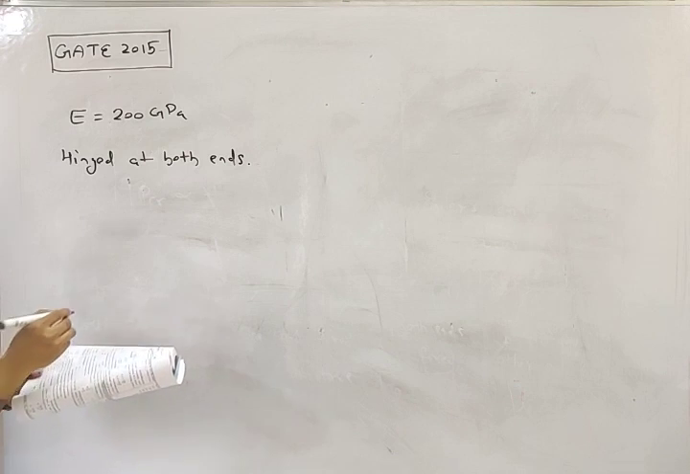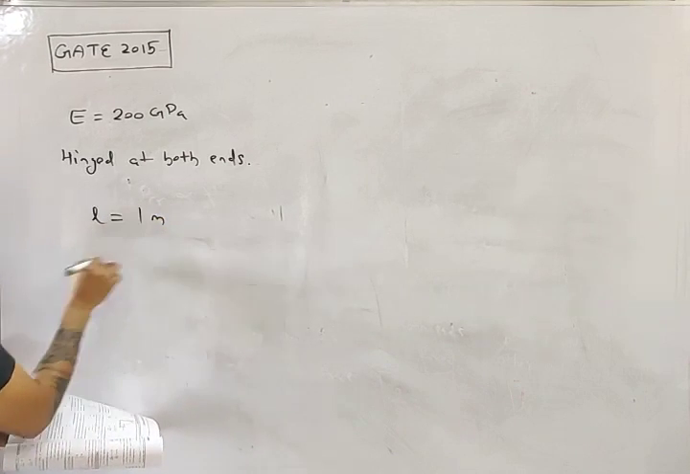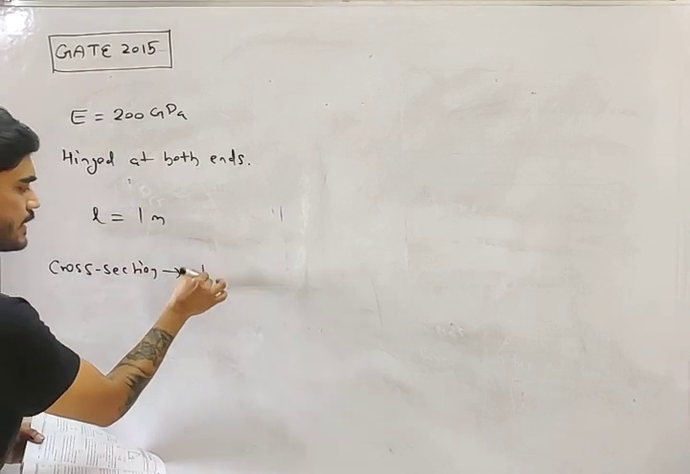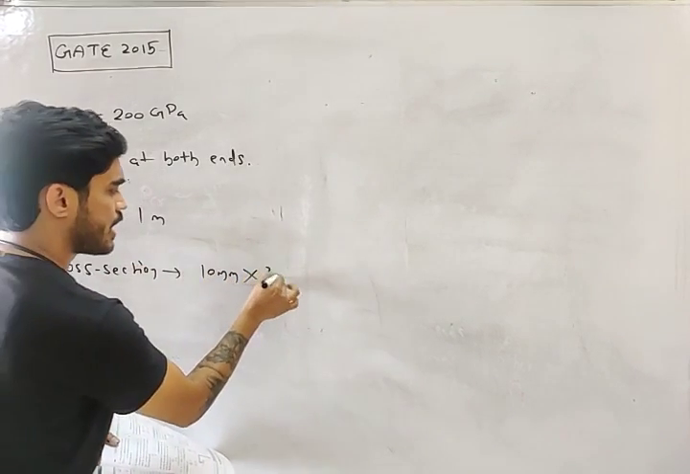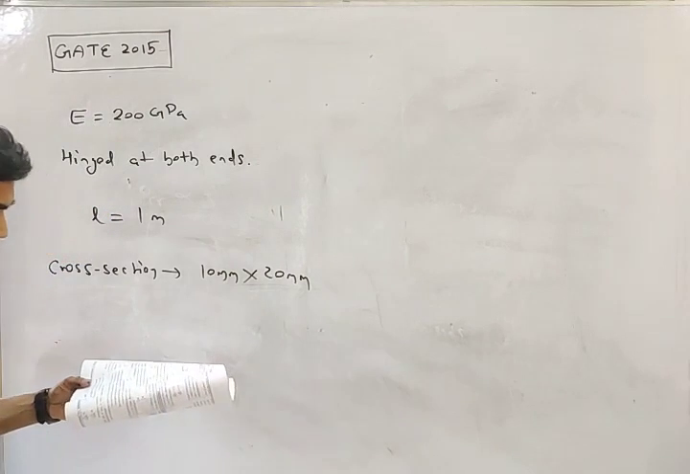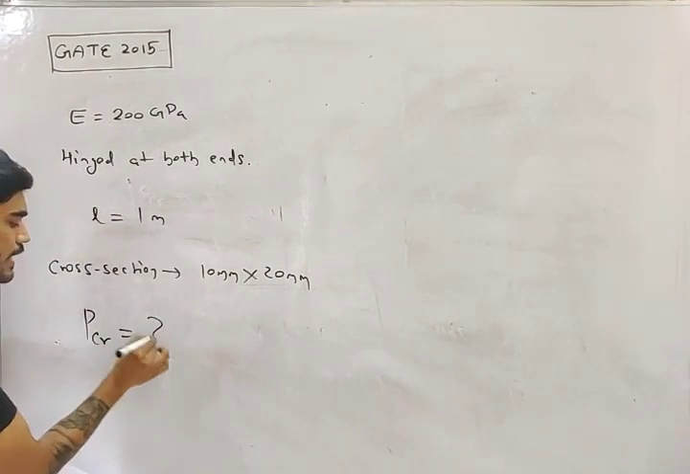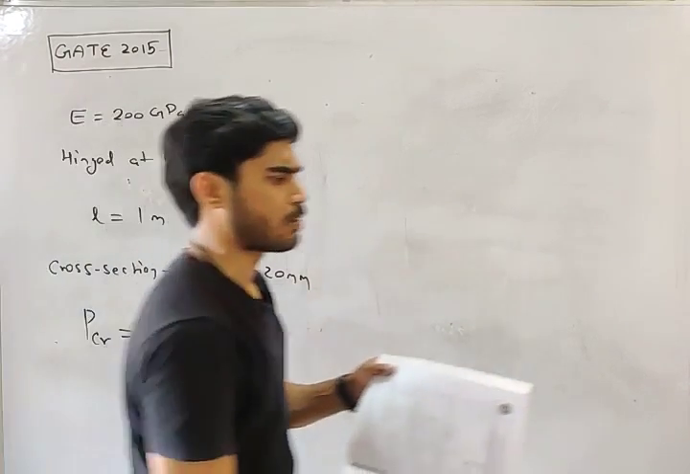Cross section is given and length is given. Length is 1 meter. Cross section is 10 mm by 20 mm. Okay. And what you need to calculate? Critical load of buckling. Euler's critical load of buckling. Okay. So this is the question.